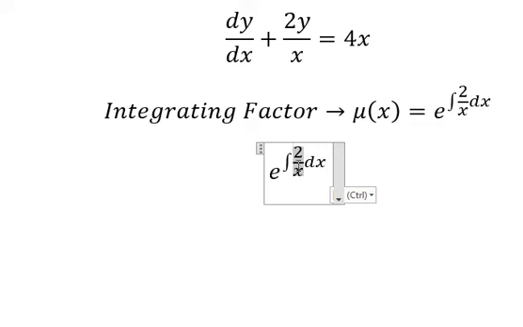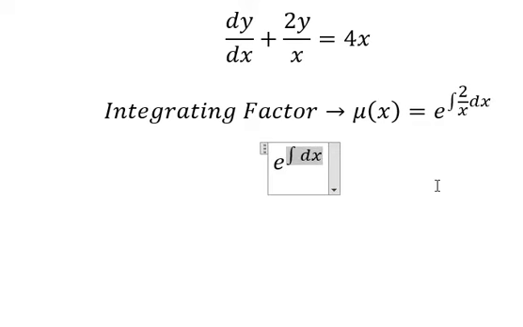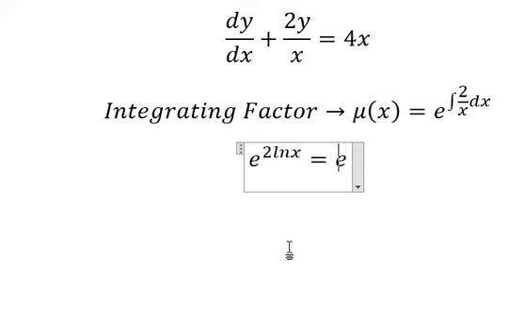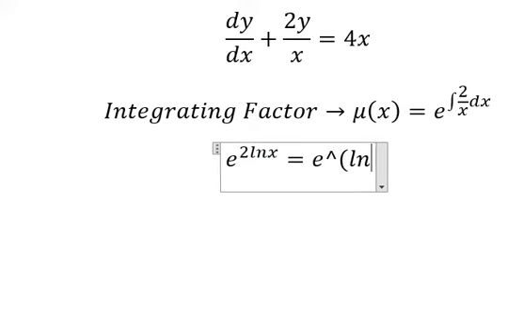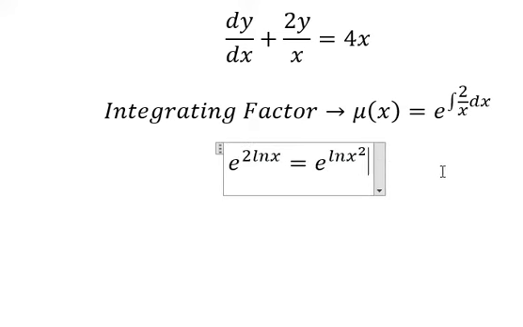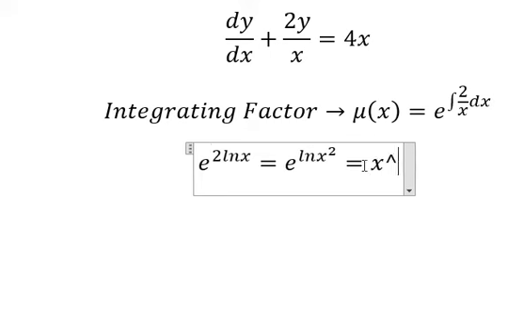The integration of this one, we have 2 ln s. Number 2, we go inside the ln, and you get e to the power of ln of s squared. That means we can multiply both sides by this one. So if we simplify, you get s squared.